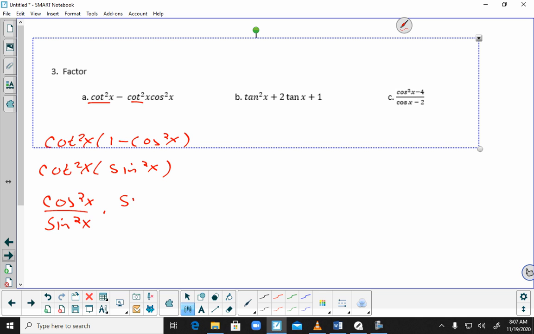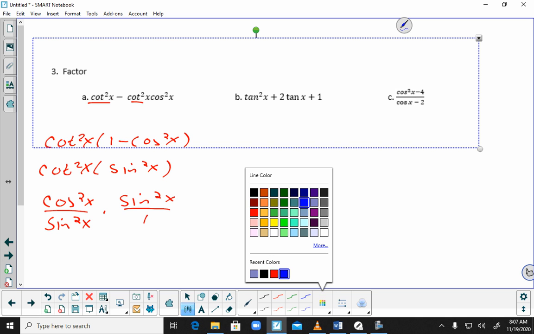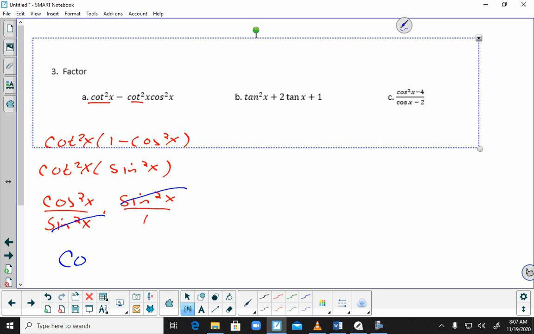And sine squared x, I'm just going to write over 1. And the reason why I write it over 1 is that I can easily see that it's going to simplify. And this whole thing is going to be just simply the cosine squared x.